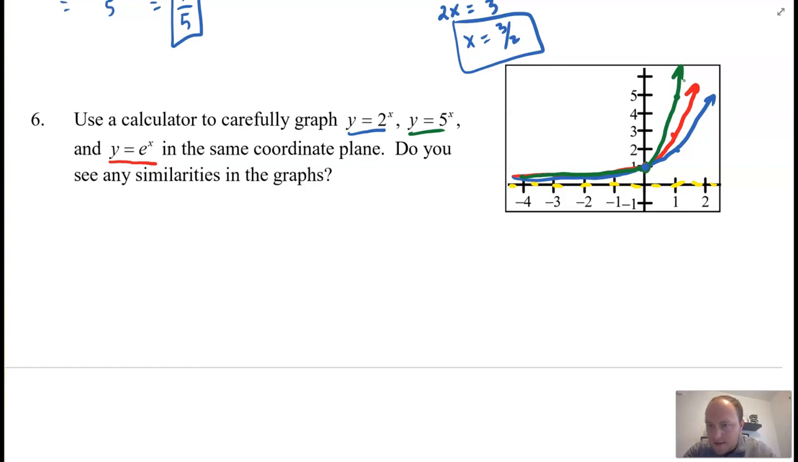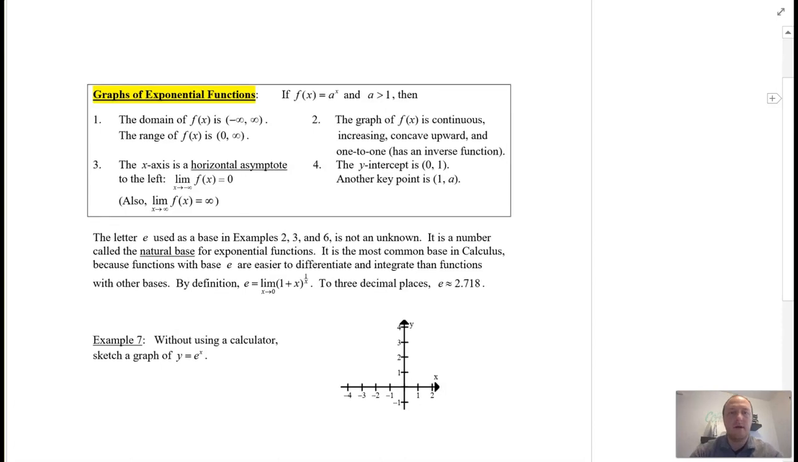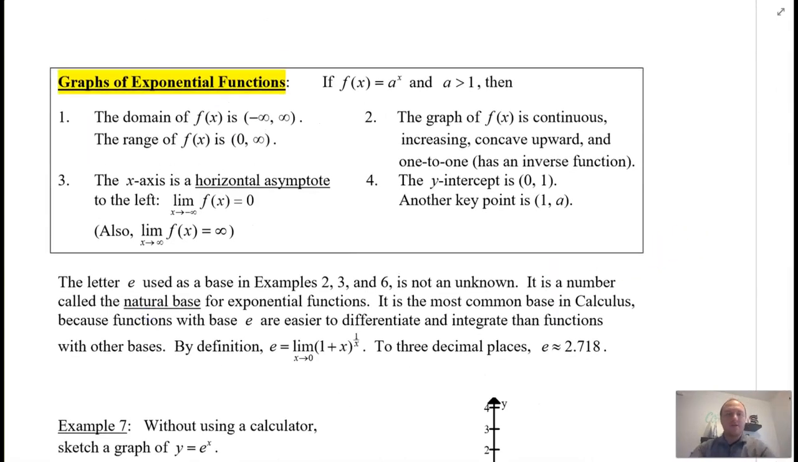Okay, let's go ahead and go to the next page. So, graphs of exponential functions. What I hope you notice is that for a function a to the power of x, if a is bigger than 1, the domain is all real numbers, from negative infinity to infinity. I can plug in any input. The range is always going to be 0 to positive infinity, unless we have other transformations, which we'll look at in a second. The function is continuous, increasing, concave upward, and one-to-one. So it's going to have an inverse function.